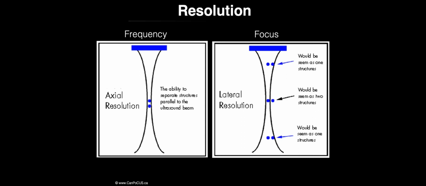The focal area of the beam can be controlled by many machines. In those machines where it can't be controlled, the focal zone is in the center of the screen. Adjusting the depth of the image will bring the structure of interest into the center of the screen and therefore within the focal zone.